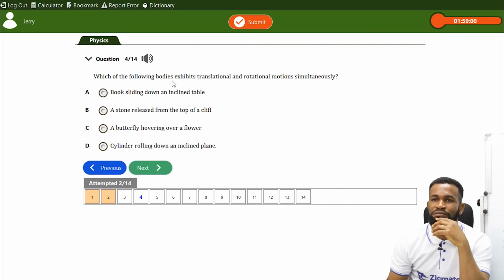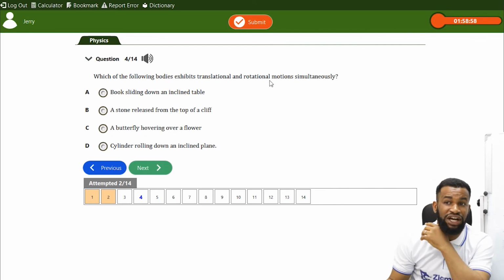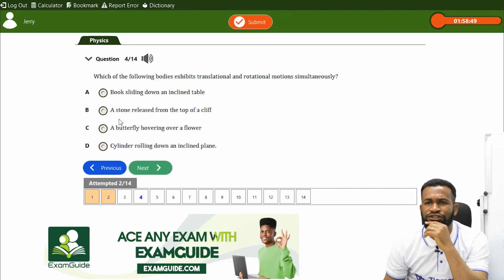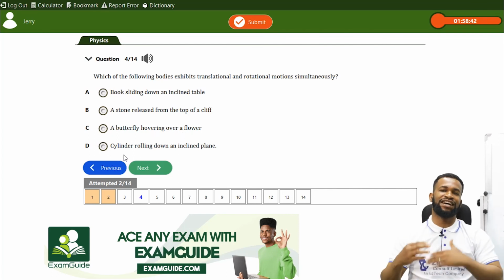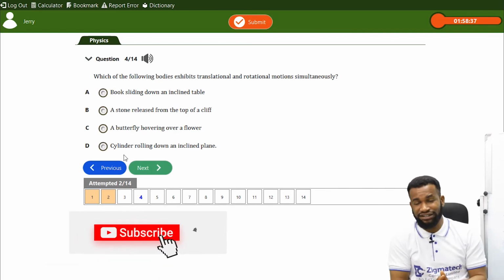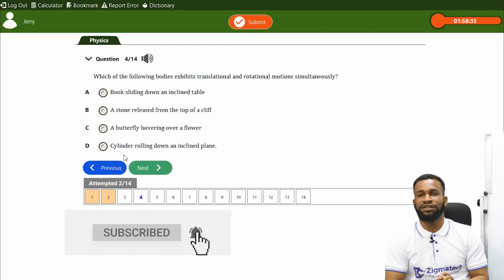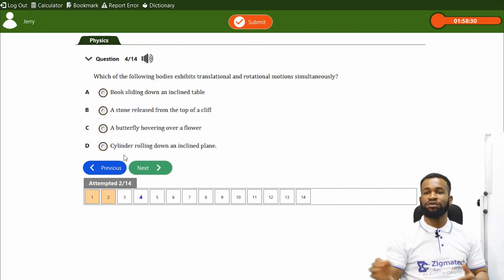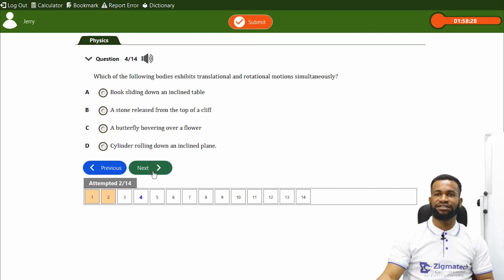Which of the following bodies exhibit translational and rotational motion at the same time, that is simultaneously? A book sliding down an inclined plane? No, it doesn't rotate. A stone released from the top of a cliff? A butterfly hovering over a flower? A cylinder rolling down an inclined plane? Yes, that is it. Just like the wheel of a car. It is rolling, yet it is moving from one place to the other. So that is the best explanation.